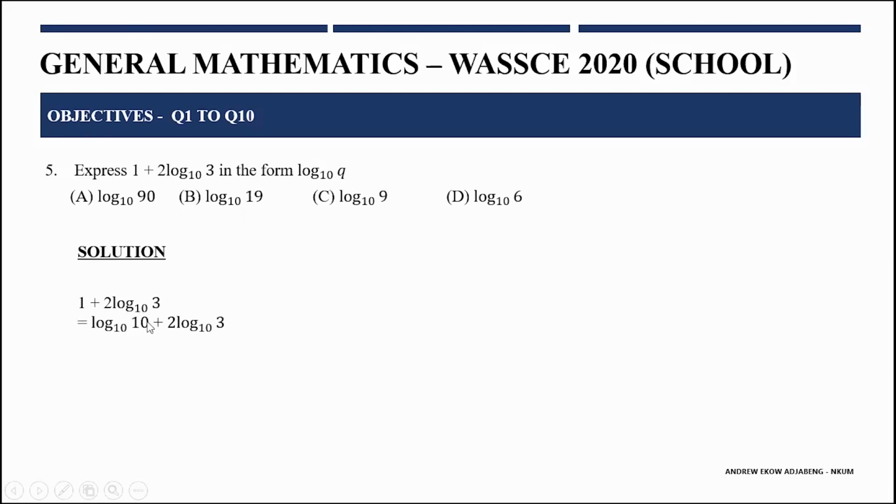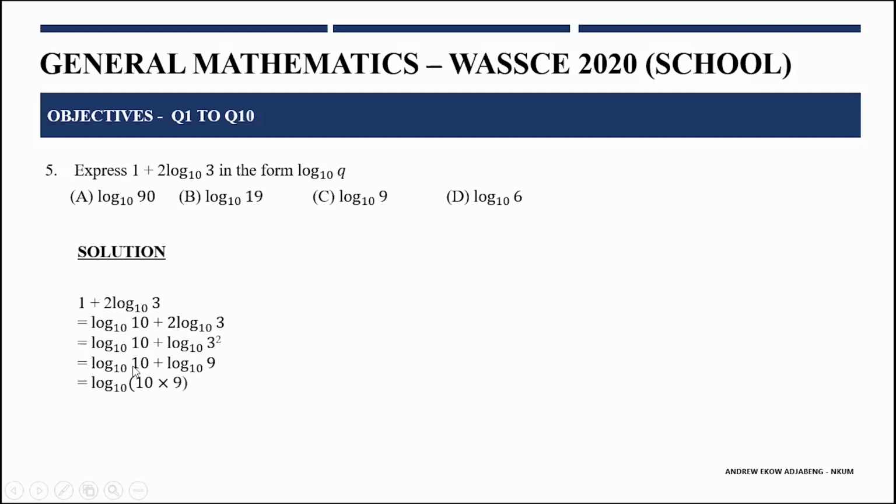So this is simplified as log 10. 1 can be written as log 10 plus 2 log 3, base 10. Then we have our second step as log 10 plus log 3 raised to the power 2. In log, when we are converting it into a power, the 2 comes to the next value here, and that is 3 raised to the power 2. So in the event, let's say here was 4, here would have been 3 raised to the power 4. Then we have log 10 plus log 9, because 3 raised to the power 2 is 9.